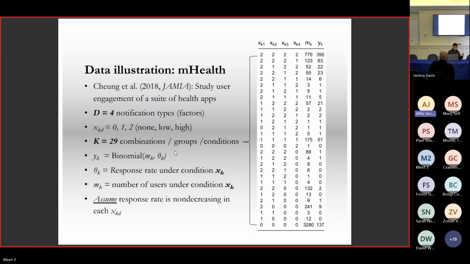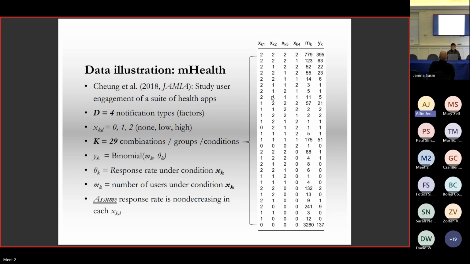So the dimension is four. So D is equal to four. So there are four different types of notifications. And each of the notifications will be sent out on a different frequency: zero, once a week, and twice a week. So there we have four dimensions, and each of the features is an ordinal variable.